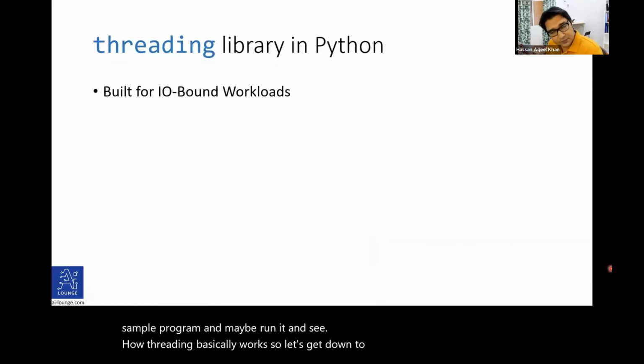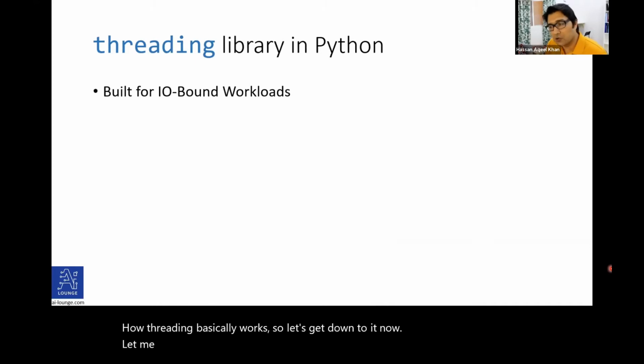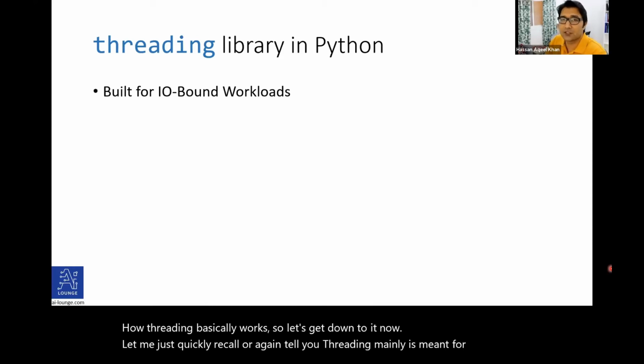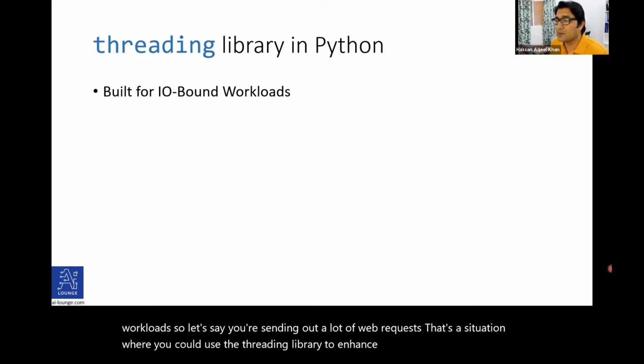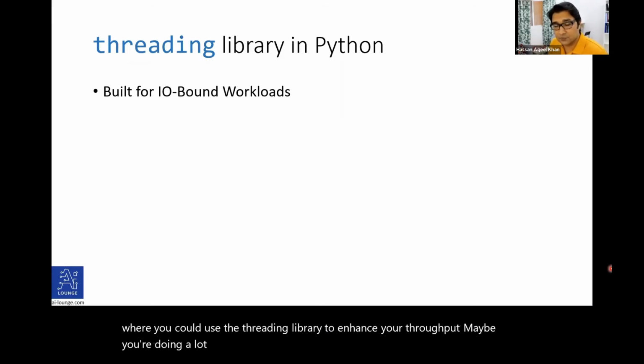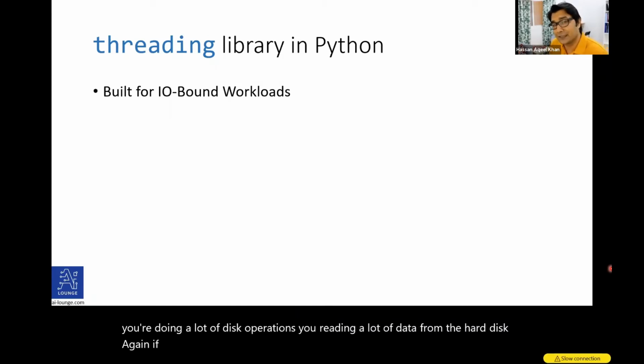Let me quickly tell you again, threading is mainly meant for IO-bound workloads. So let's say you're sending out a lot of web requests. That's a situation where you could use the threading library to enhance your throughput. Maybe you're doing a lot of disk operations, reading a lot of data from the hard disk. Again, if you use the threading library, you might be able to enhance your throughput.